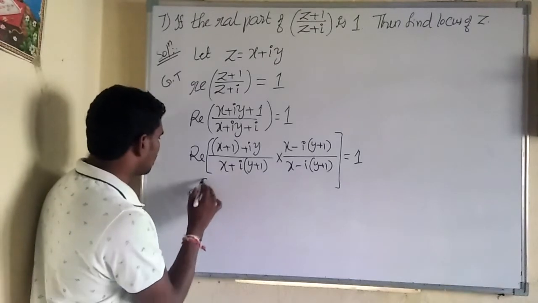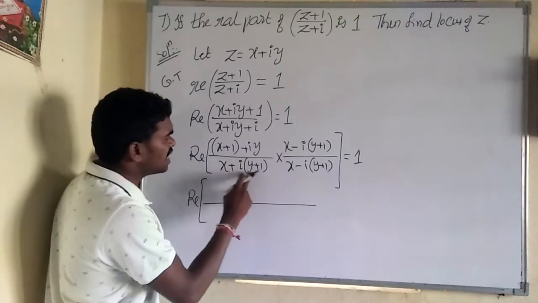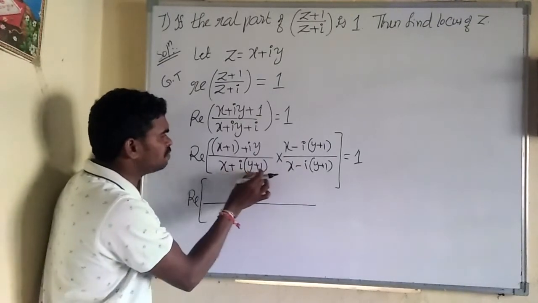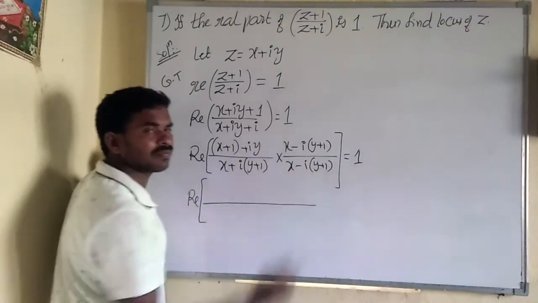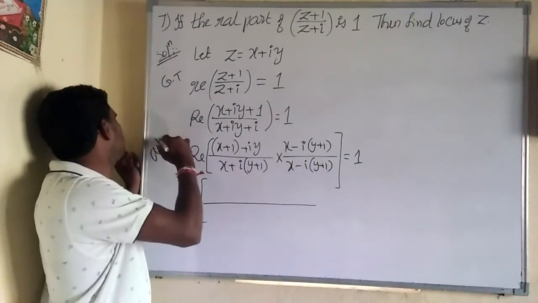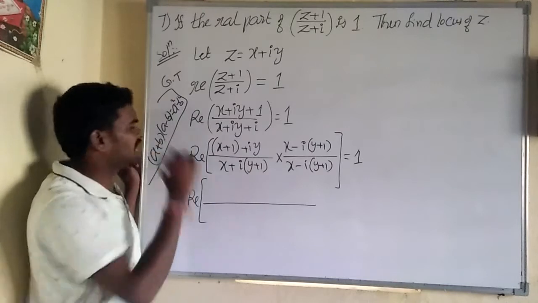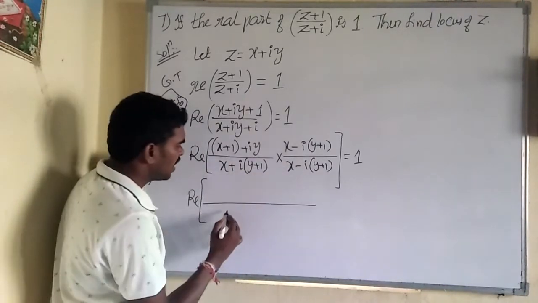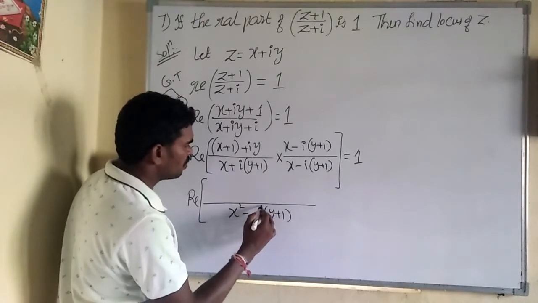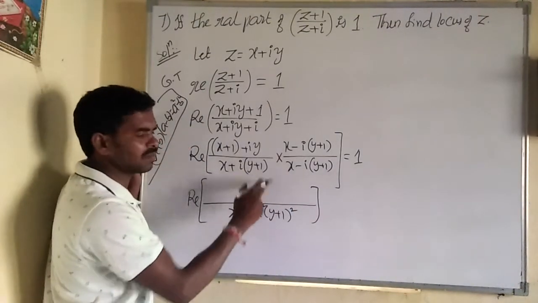Then real part of, see the denominator: x plus i into (y plus 1) into x minus i into (y plus 1). So it looks like (a plus b) into (a minus b). What is (a plus b) into (a minus b)? Yes, very good, a square minus b square. So according to that, you can write x square minus i into (y plus 1) whole square. So that means y square, (y plus 1) whole square, because in place of b there is i and (y plus 1).